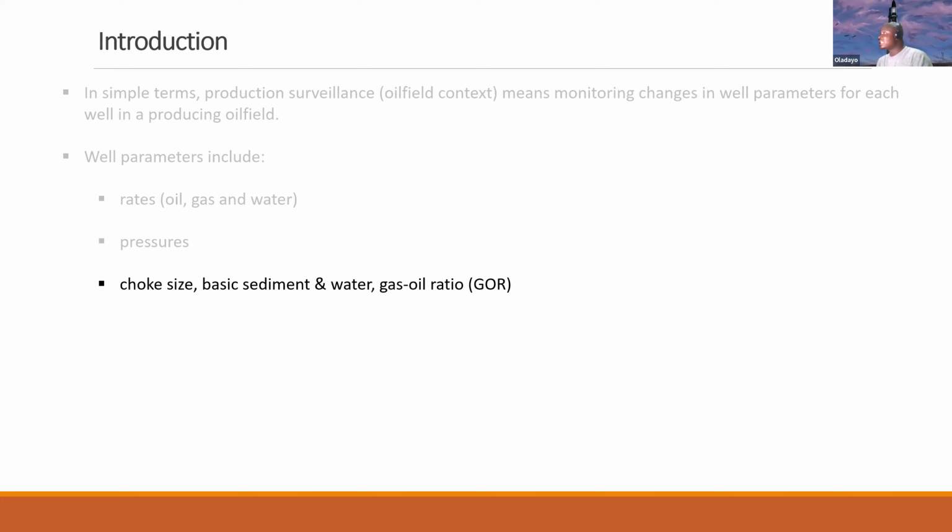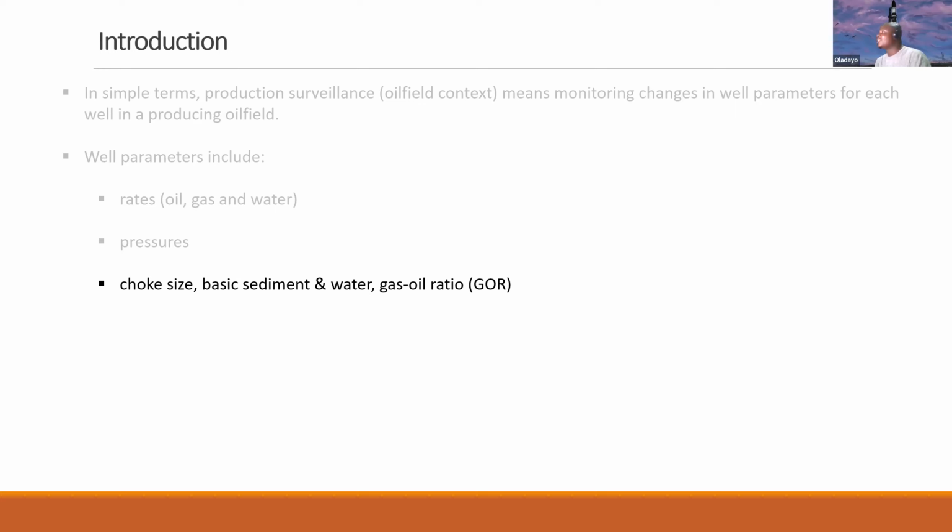Basic sediment and water. You produce both oil and water, and they make up the liquid aspect of the production of the well. What the basic sediment and water is talking about is the proportion of water in the liquid. So you have oil and water making up the liquid, and you're looking at the proportion of water in the liquid. When it's going higher and higher, it could tell you that you're turning into a water producing well, because that's what the well is producing more.